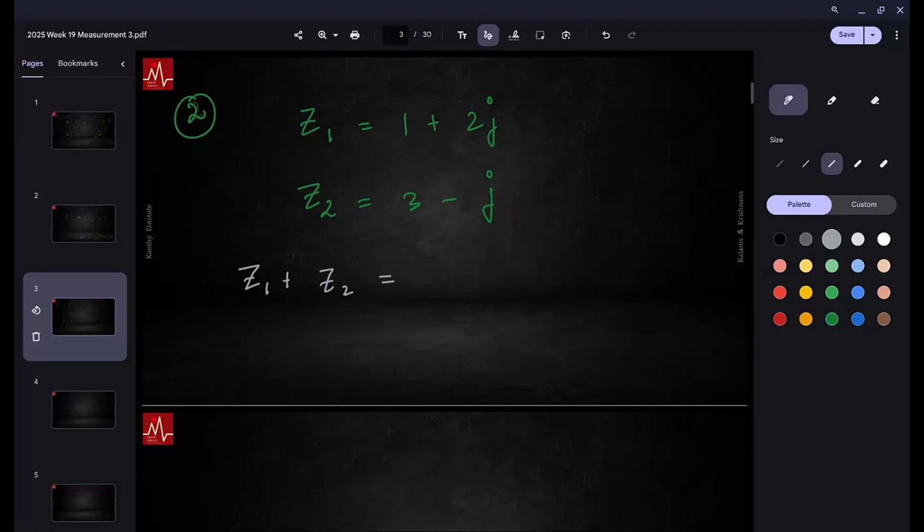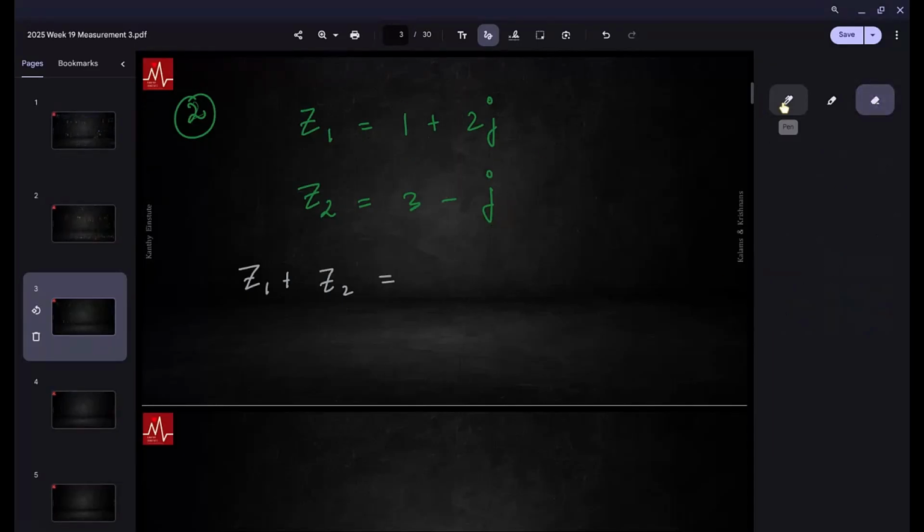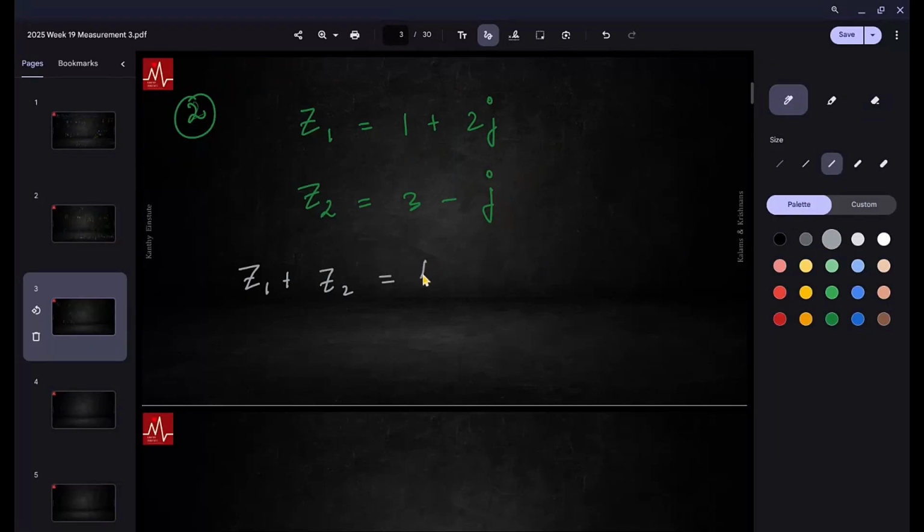Can give this in Cartesian form. Just add the real components together, imaginary components together. You'll get it. So this is 4 plus 1j, that is 4 minus j. Okay. So this is z1 minus z2. This is minus 2 plus 3j. Right? So you do real and real and then imaginary and imaginary.